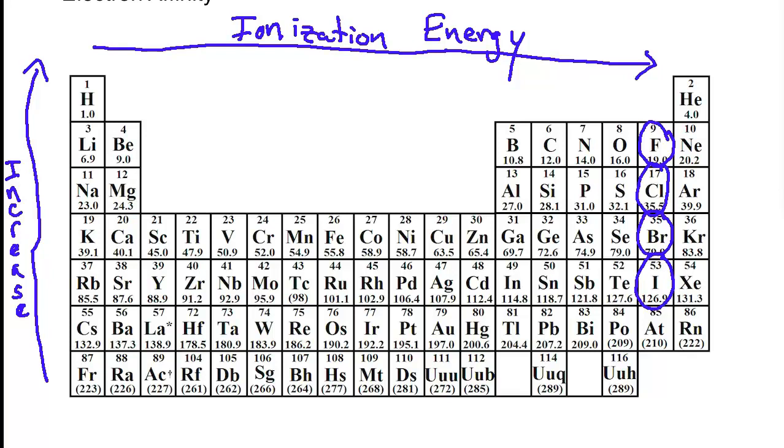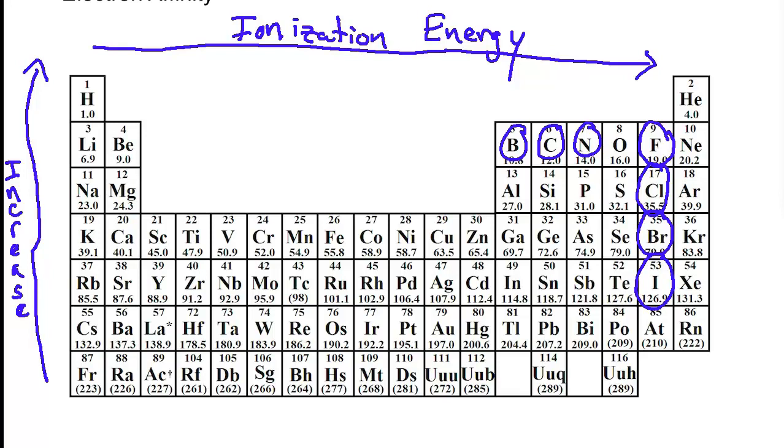Now when I'm coming across here, so let's say that I'm looking at boron and carbon and nitrogen. As I'm coming across, this is saying that it's going to be more difficult to remove an electron from carbon than boron, and it'll be more difficult to remove one from nitrogen than it will be from carbon. The reason for this is the effective nuclear charge, because carbon holds onto the electrons a little bit tighter than boron does, and nitrogen holds onto the electrons a little bit tighter than carbon does.